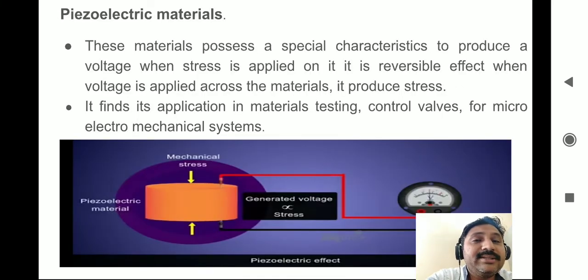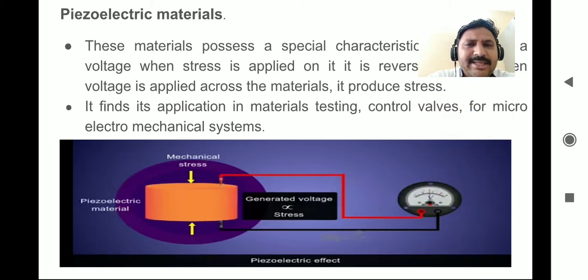Now another point, that is the piezoelectric materials. Piezoelectric materials possess a special characteristic to produce a voltage when stress is applied on them. It is a reversible effect: when voltage is applied across the material, it produces stress. There are two points given in the figure that you can see.